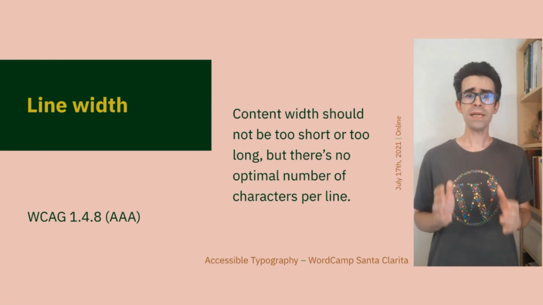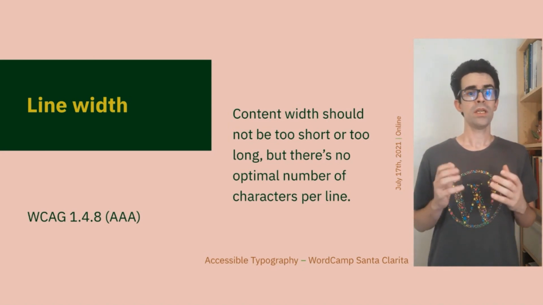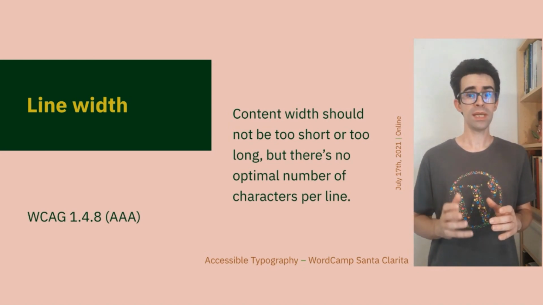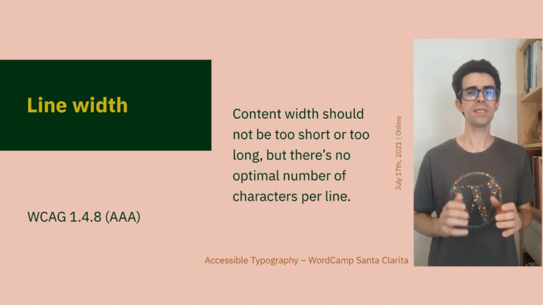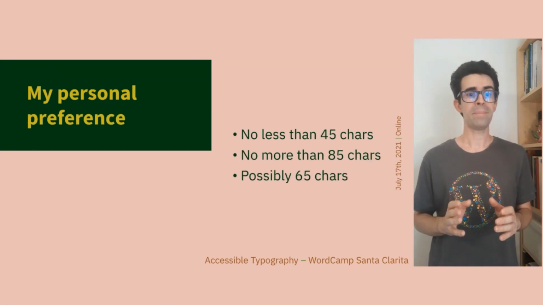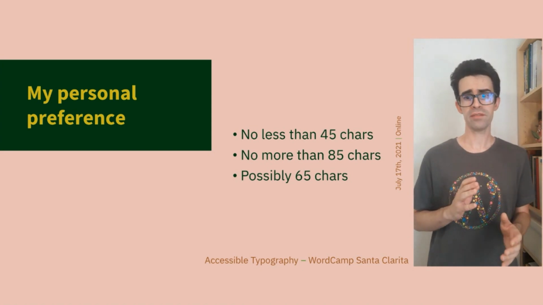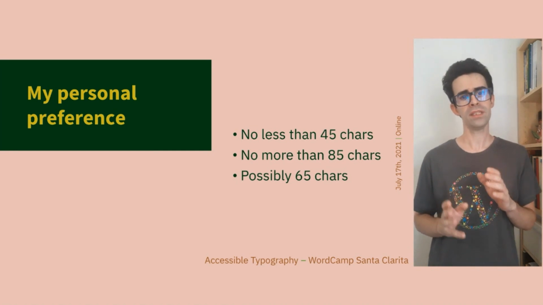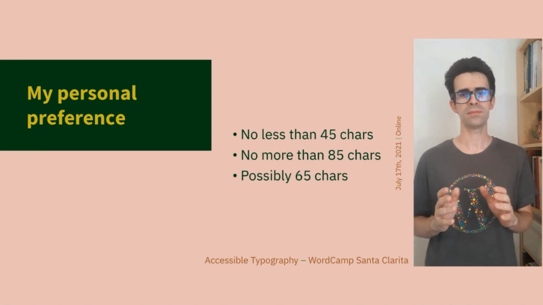In general, it's a bad idea to have a line of text which has less than 30 characters or more than 120 characters per line. If you want to comply with WCAG at AAA level, you should give users the possibility to limit the line length to 80 characters, or 40 if you're using a Chinese, Japanese, Korean script. Now, my personal preference, and nothing more, is to avoid going for less than 45 characters per line and for more than 85 characters per line, possibly trying to have 65 characters per line.